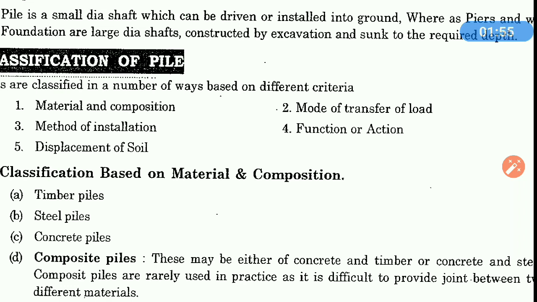So we focus on the classification of piles. Piles are classified in a number of ways based on different criteria. First, the material and composition, meaning the material the pile is made of. Second is the mode of transfer of load, as there are different mechanisms or modes through which a pile foundation will transfer the load. Then we classify them according to that mode, and the method of installation.